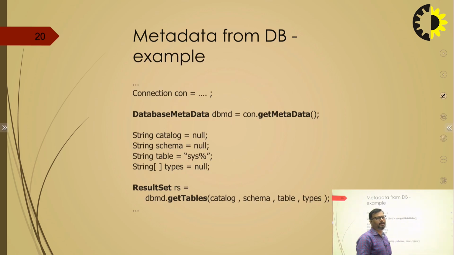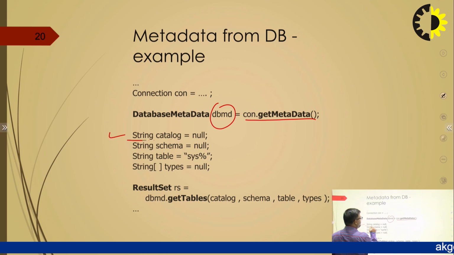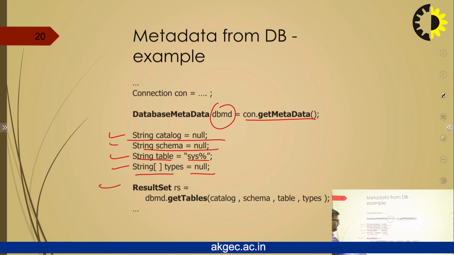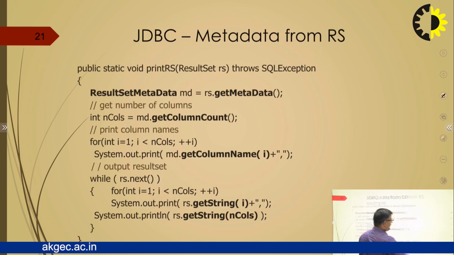How do we handle the metadata from the database? So use Connection con, then DatabaseMetaData, use an object reference, class instance dot use the con.getMetaData, and also have the values String catalog equals null, String schema null, then String table system, then String types null. Then here we will use the ResultSet rs equals dmd.getTables with catalog, schema, tables and types.